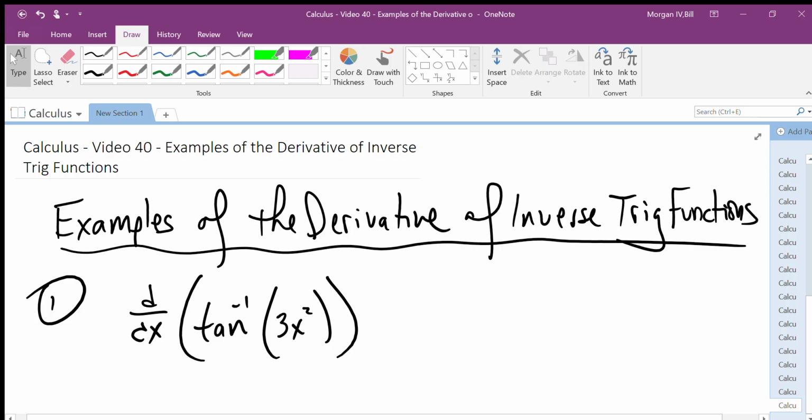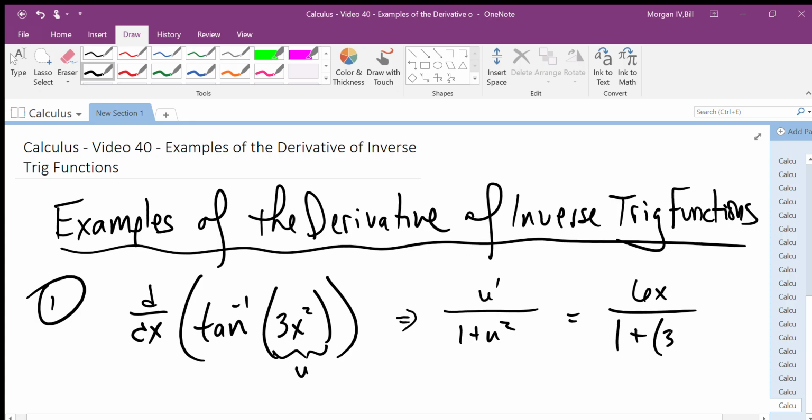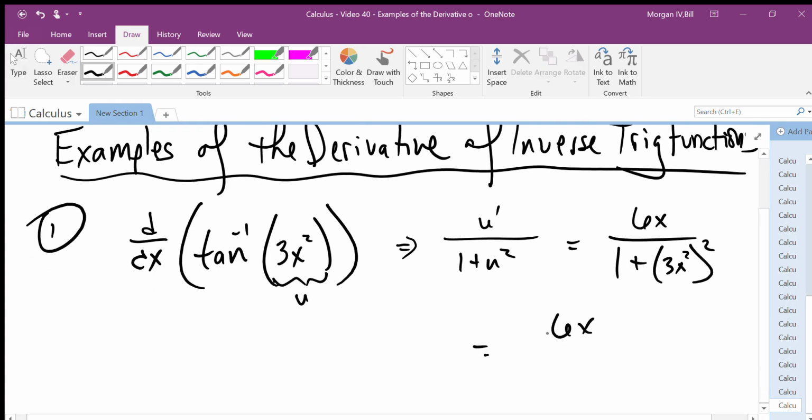Starting with this one, the derivative of the inverse tangent of 3x squared, where the 3x squared is acting like our u. And we remember that the derivative for inverse tangent is u prime over 1 plus u squared. So, therefore, the answer here is u prime. What's the derivative of u? Right, our u here is the 3x squared. The derivative of 3x squared is 6x over 1 plus the 3x squared squared. Or in other words, 6x over 1 plus 9x to the fourth. Done. The derivative of the inverse tangent of 3x squared is 6x over 1 plus 9x to the fourth.